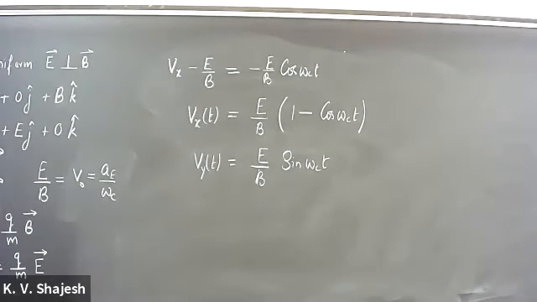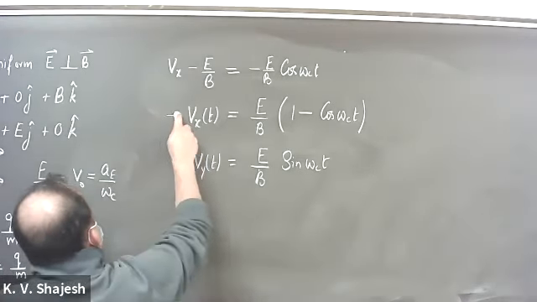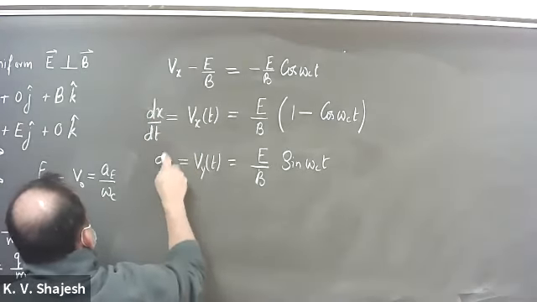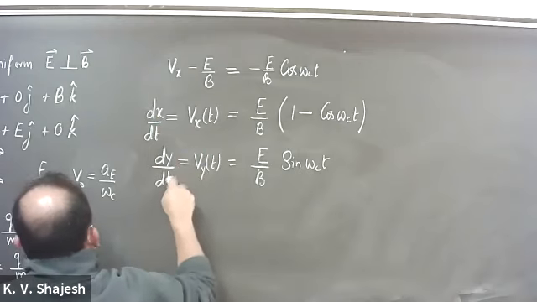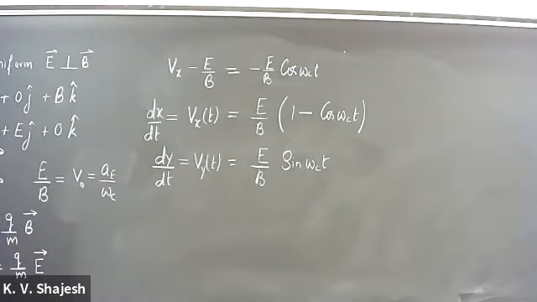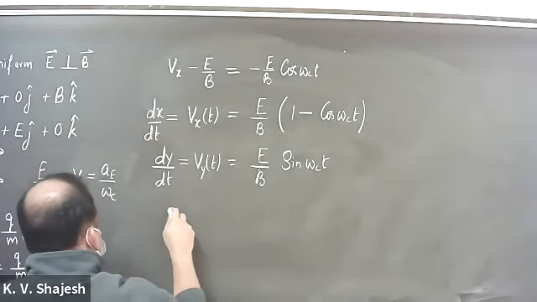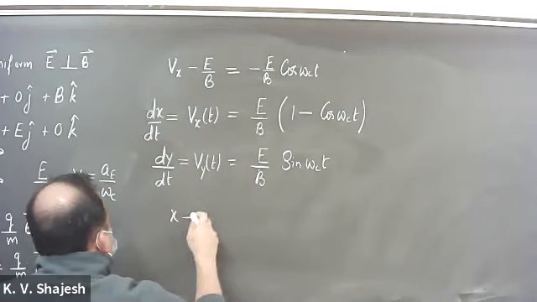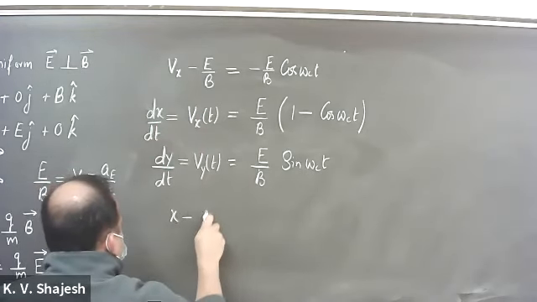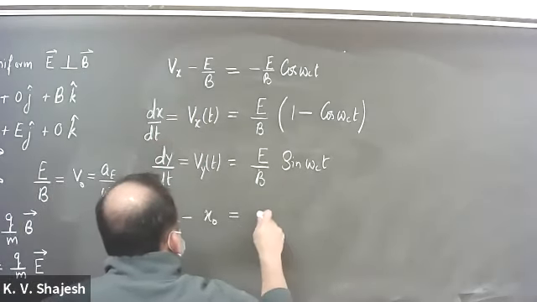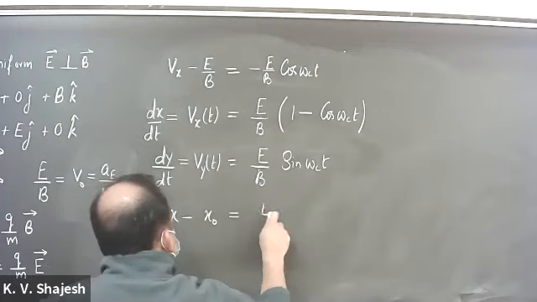So let's take the derivative, integral again. Remember, this is dx by dt, and that's dy by dt. Hopefully, it's not going out of the board. Integrate it out, so this becomes x minus some integration constant, so that's x minus x naught is equal to E over B times t.